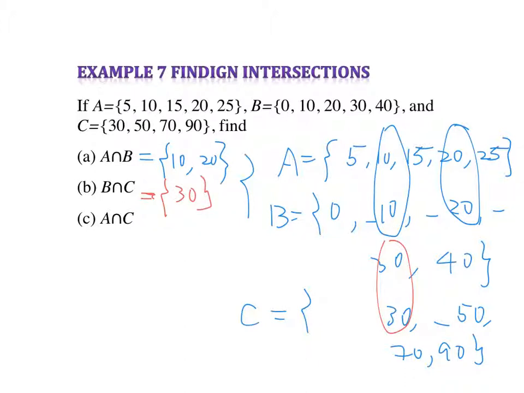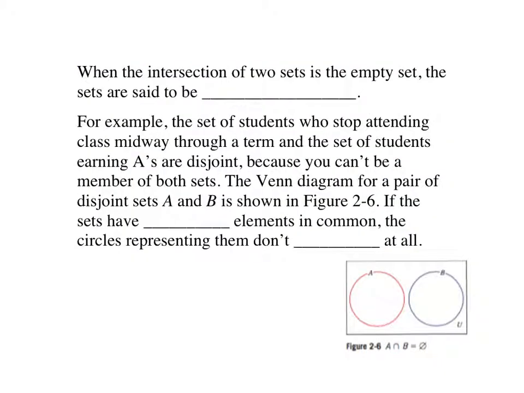And now if I look at A and C, A stops at 25 and C doesn't start until 30. So there's nothing in common. I can either write it with an empty set like that, or I can simply say it's a null set. Okay? So I like to list them out so that I can see who and who overlaps. Again, make sure that you give it a try for the example that's provided behind this before we move on to this slide.